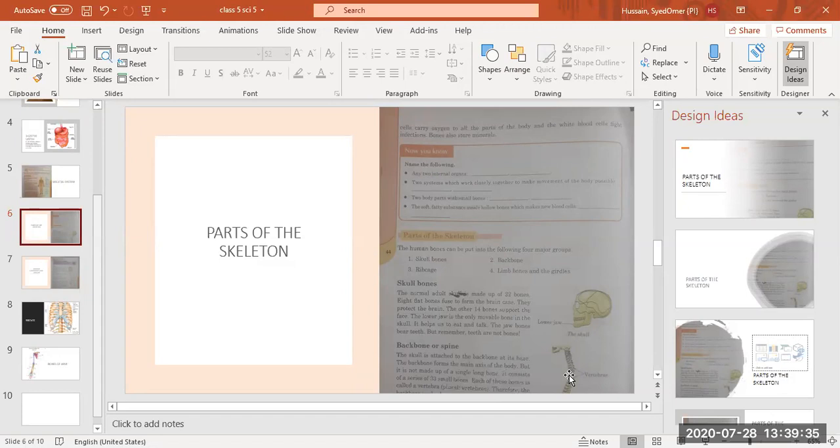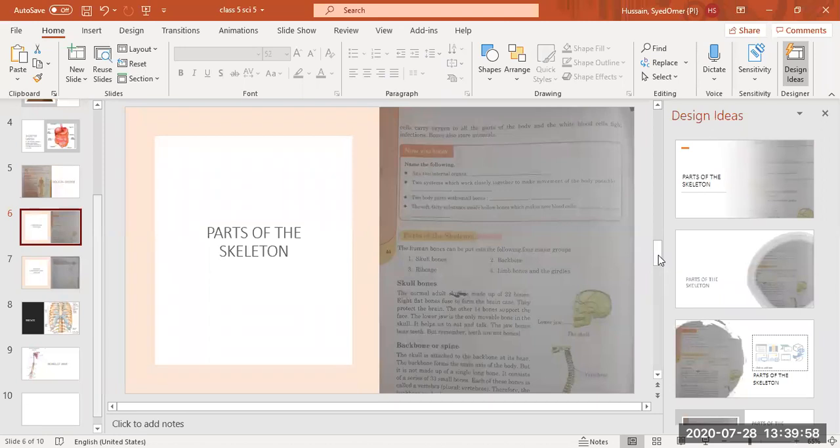Okay, what is meant by the spinal cord? Now, who will tell me about the spinal cord? What is spinal cord? Miss, it is a bundle of nerves that goes downwards from the brain.